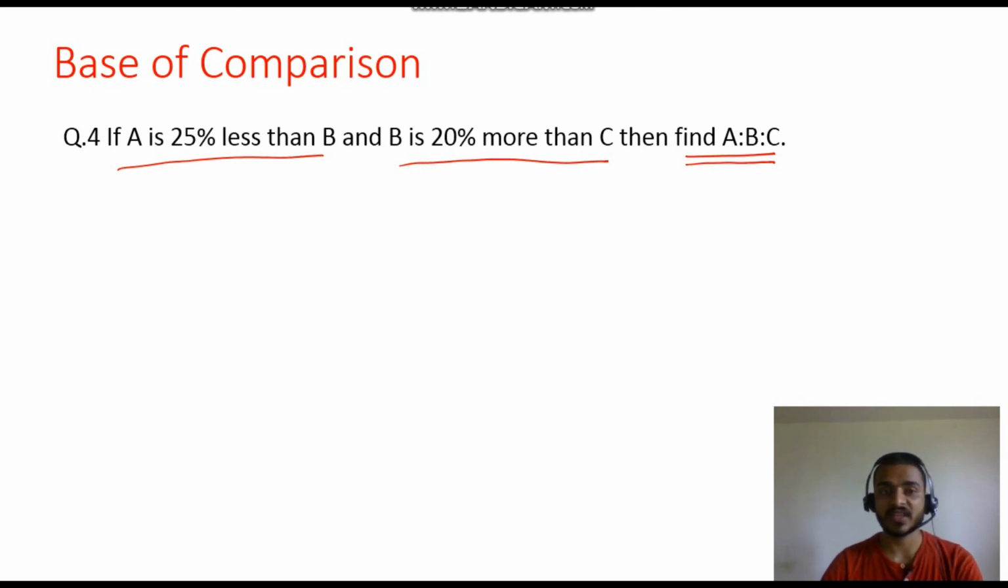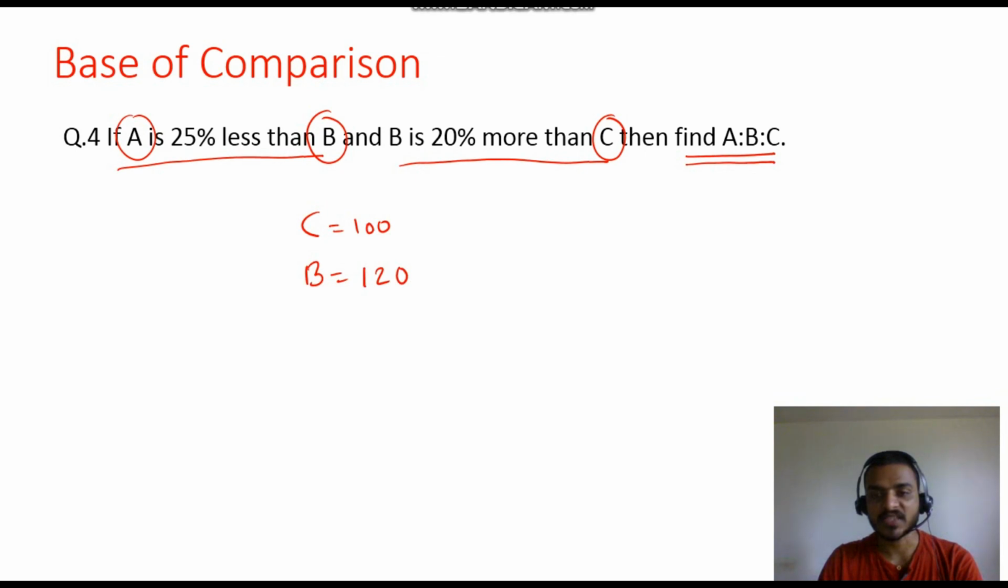So we have three variables here. A is the first variable, B is the second variable, and C is the third variable. So let us assume the third variable. I'm not saying that is the only way, but it is the better way to start off with the last variable. So I'm considering C equal to 100. Now once I consider C equal to 100, it says B is 20% more than C. So 20% more than C, which means it will now be equal to 120. I hope you can understand this part, right?